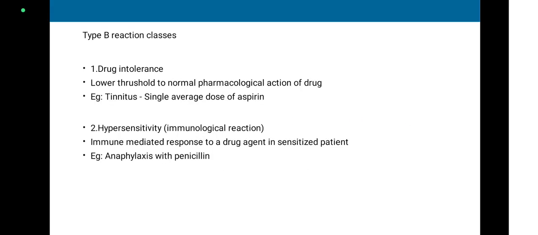Type B classifications are further classified into four. First one is drug intolerance, a lower threshold to normal pharmacological action of the drug. When the drug is given in normal doses, some patients have a lower threshold and thereby ADR is precipitated. An example is tinnitus with a single average dose of aspirin. Second type of type B reaction is hypersensitivity reactions or immunologically mediated reactions. These kinds of reactions are immune mediated response to a drug in sensitized patients. Example is anaphylaxis with penicillin.